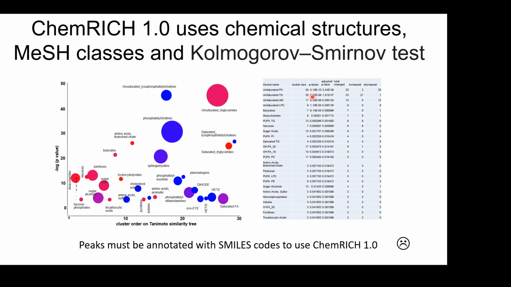Now that was ChemRICH 1.0, and we know that it only works with peaks having SMILES codes. So it's hard to include other peaks that do not have SMILES codes.